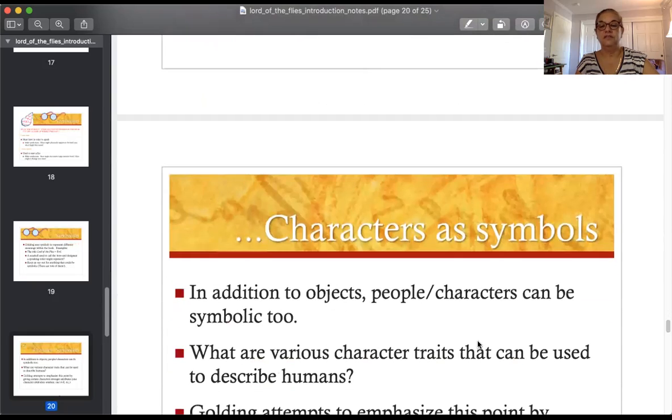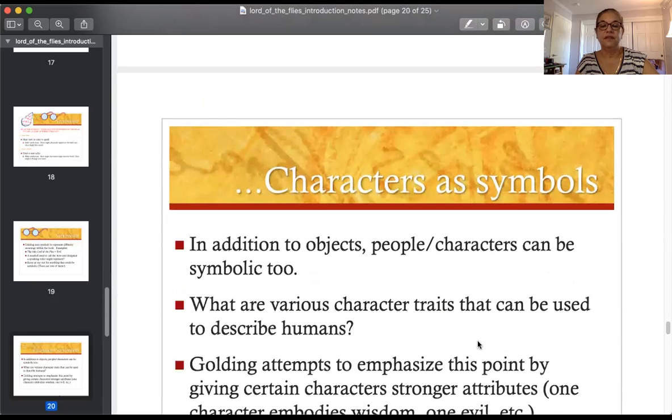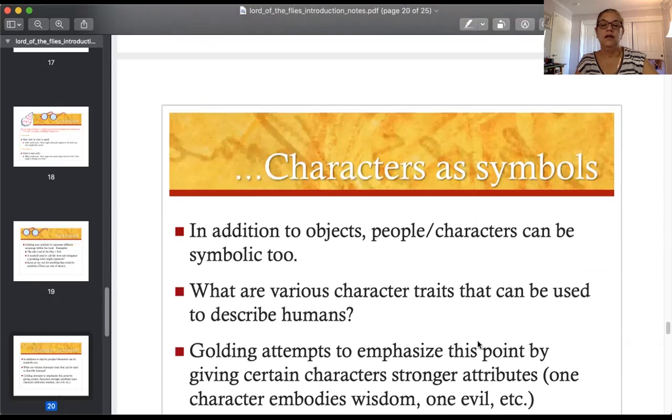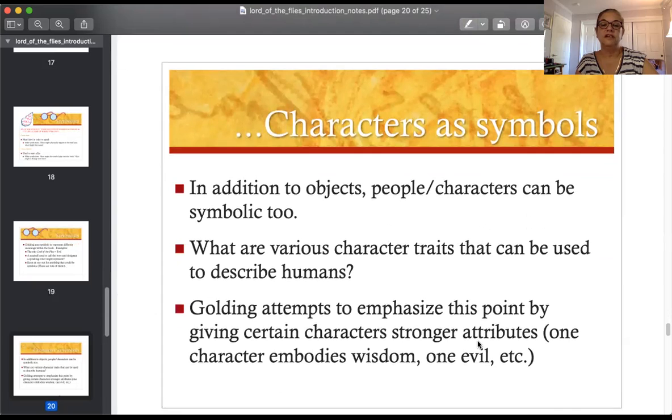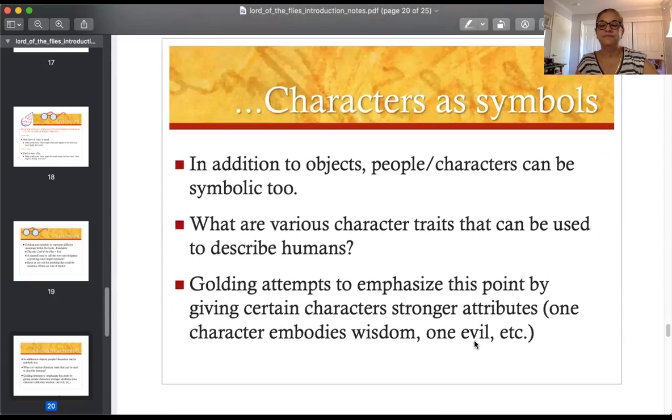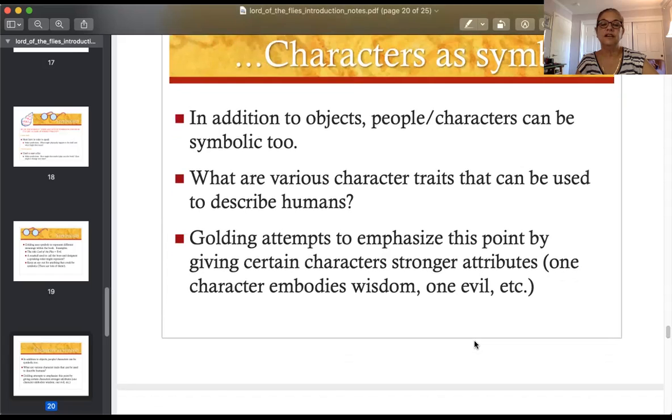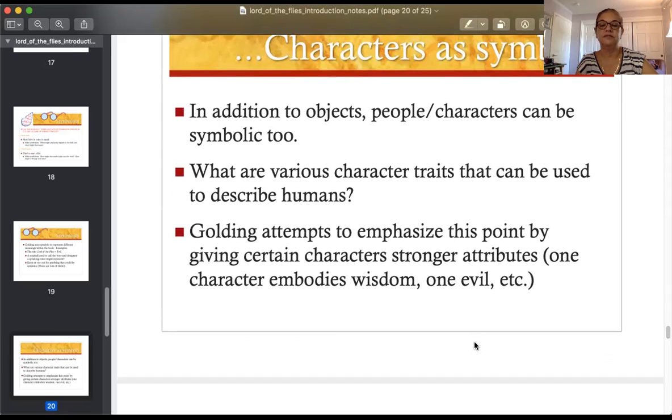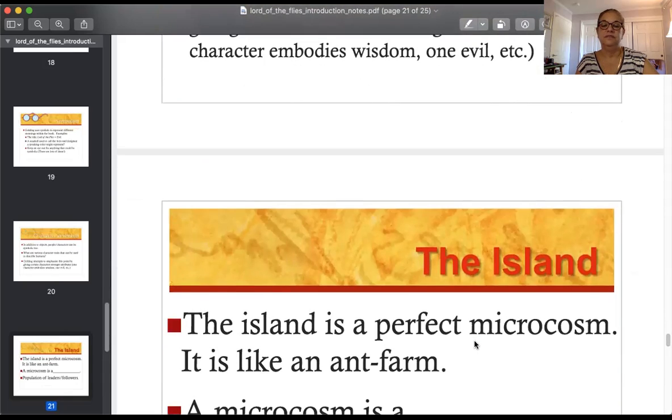The characters also play out as symbols. So in addition to objects, the people and characters can be symbolic. What are the various character traits that can be used to describe humans? As you take notes, take note of each character and write down their character traits, because at the end, you're going to be asked what that character represents. So certain characters have stronger attributes. One character embodies wisdom, one evil, etc.